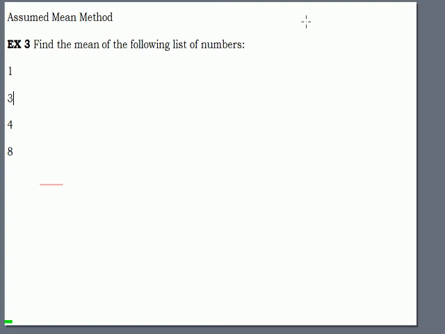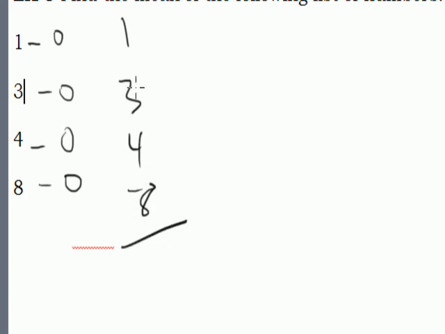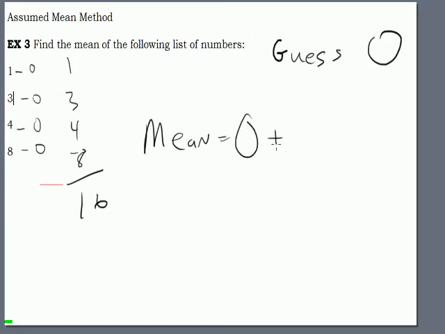Looking at the third example, I'm going to guess something kind of strange sounding, maybe, but I'm going to guess 0. And let's look at what happens. Subtracting each of these from 0, well, that actually is not too hard to figure out. 1, 3, 4, 8. Adding those up, it's 4, 8, 16. So my mean should be 0 plus 16 divided by the total number there. There were 4 data points there. I can't draw a circle very well. But the mean should be 4.